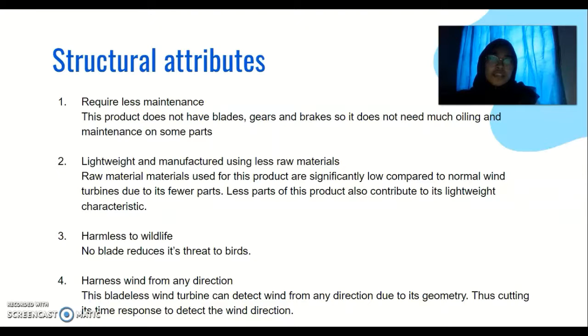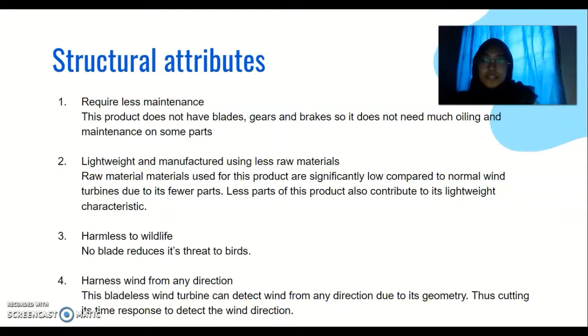Less raw material is used for this project. Raw material used for this product is significantly lower than for a normal wind turbine due to its fewer parts. So fewer parts also contribute to its lightweight characteristic. It's not heavy because it has fewer components.